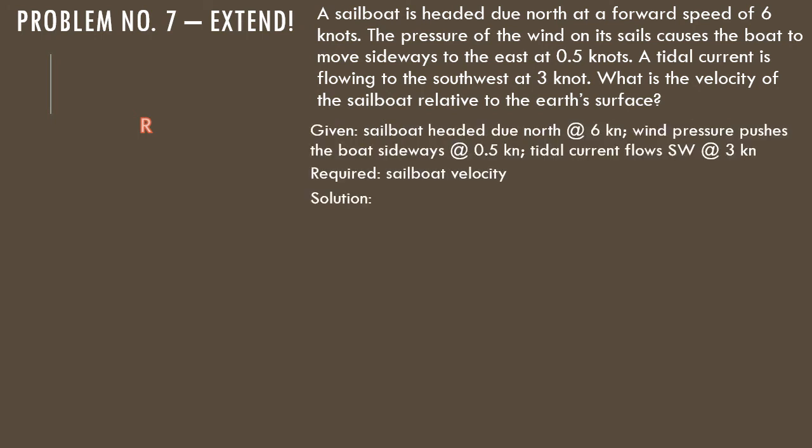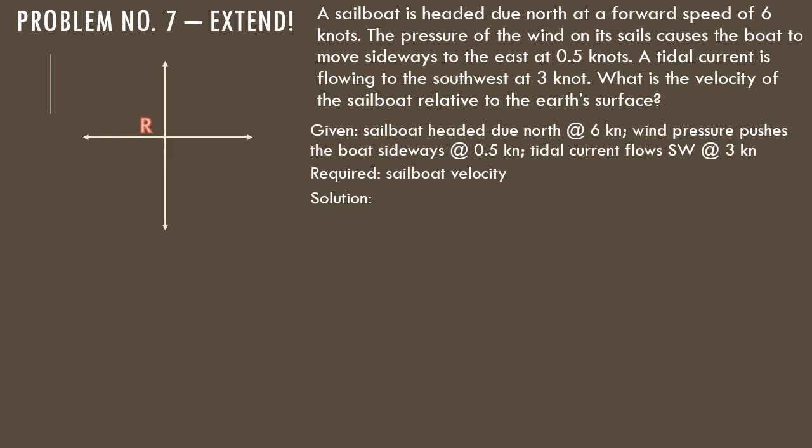So our given are the sailboat headed due north at 6 knots, wind pressure to the east at 0.5 knots, tidal current southwest at 3 knots. So southwest, ibig sabihin in between, so 45 degrees. Required: sailboat velocity. So let's analyze the problem first.